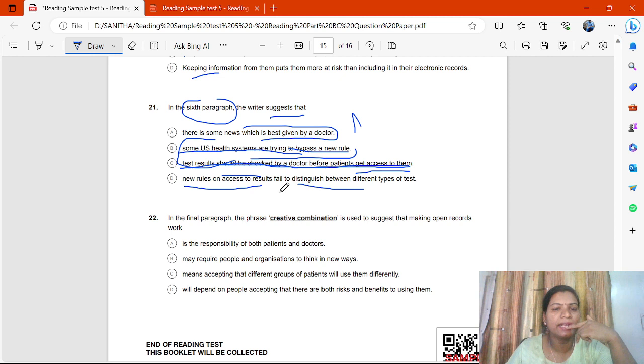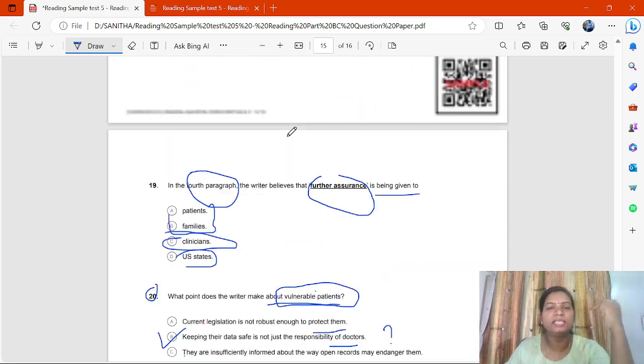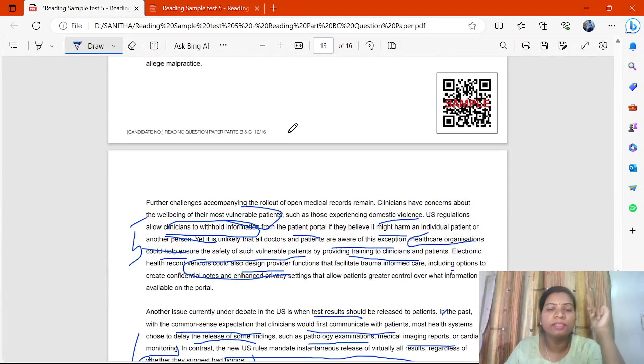New rules on access to results fail to distinguish between different types of tests. Directly we can eliminate this option. This is an incorrect option. So you eliminate these two options only. One option is fine: there is some news which is best given by a doctor. Here, what is the suggestion of the writer? Here, first communicate with the patient.